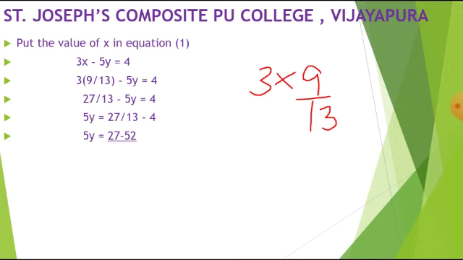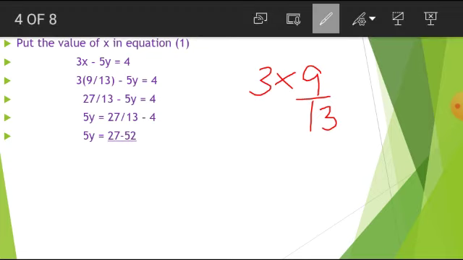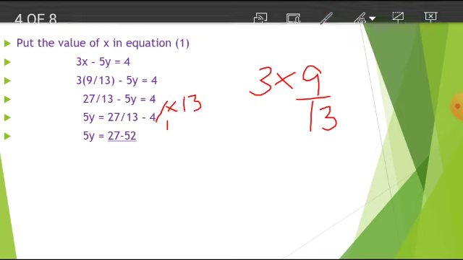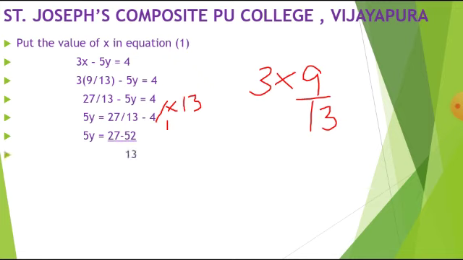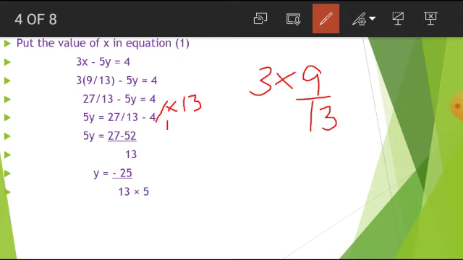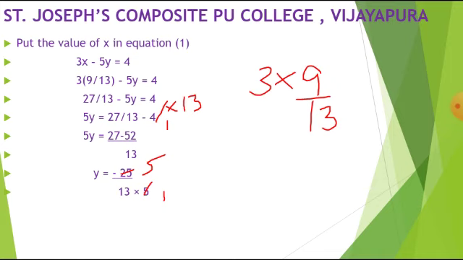5y is equal to 27 by 13 minus 4. Now take out the LCM, which is 13. So 4 into 13: you have to take it as 4 divided by 1, so you have to multiply it by 13. So it will be 27 minus 52 divided by 13. Now y is equal to 27 minus 52, which is minus 25, divided by 13 into 5. Now 5 ones are 5, 5 fives are 25, it gets cancelled. So the value is y is equal to minus 5 by 13.